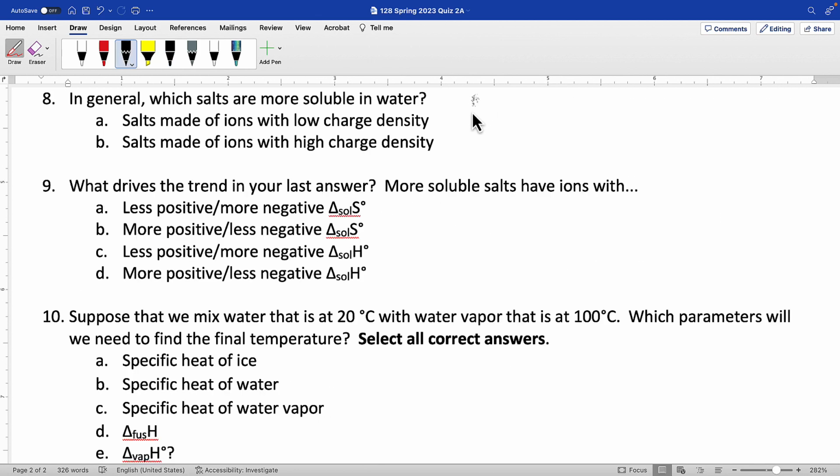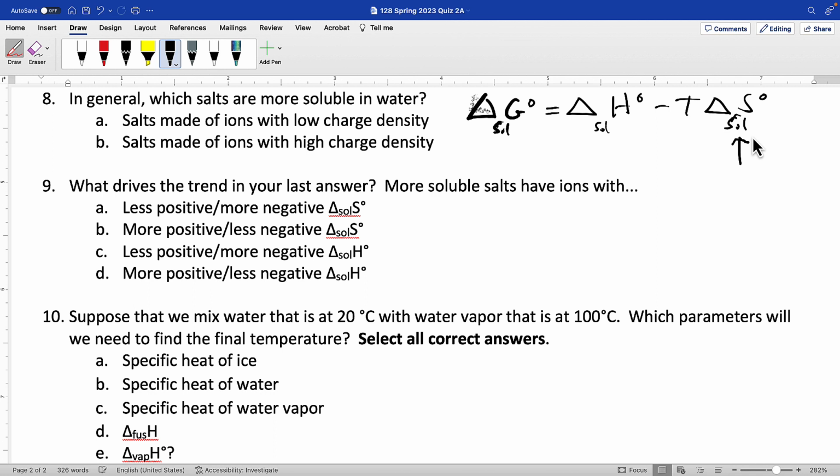We want to have a delta G of solution to be negative. We want this, delta G standard, to be negative for solution. And notice that's made up of two pieces. And we saw earlier that we can't predict the sign of either of these, but we can predict trends in the entropy of solution with charge density.